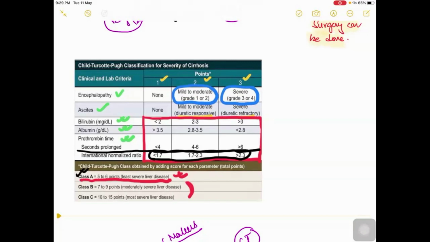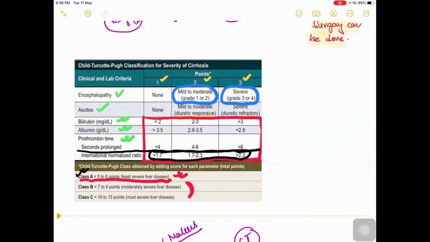Okay, number one. Number two is the grading, someone asked me about this. What is this grade 1, grade 2, grade 3, grade 4 in encephalopathy? Now, when you are being so objective, as I've told you, what is the name of this grading that I told you? Very good. It is called the West Haven criteria.